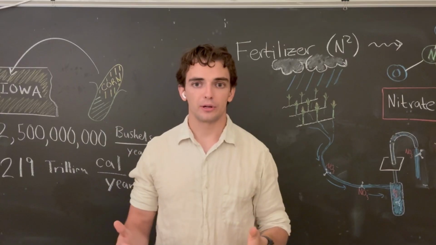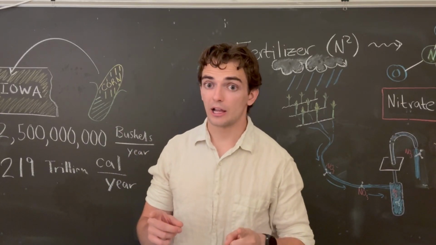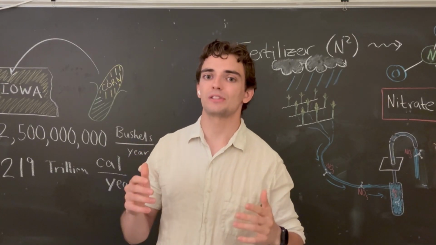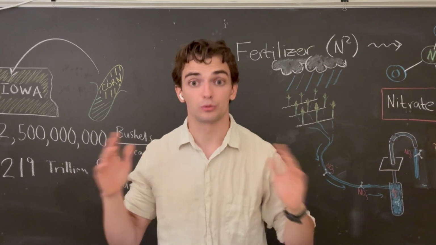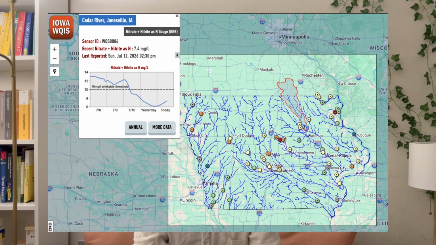The typical background concentration of nitrate is around 1 milligram per liter, but in residential water in Iowa, it's frequently over 10 milligrams per liter, the federal limit. This is a big reason why Iowa is the only US state with a growing cancer rate. It's also why state and federal agencies deploy real time sensors in Iowa's waterways to monitor nitrate levels.